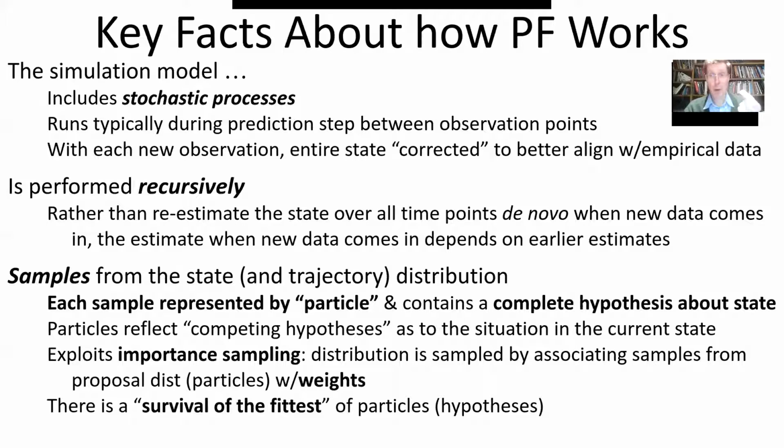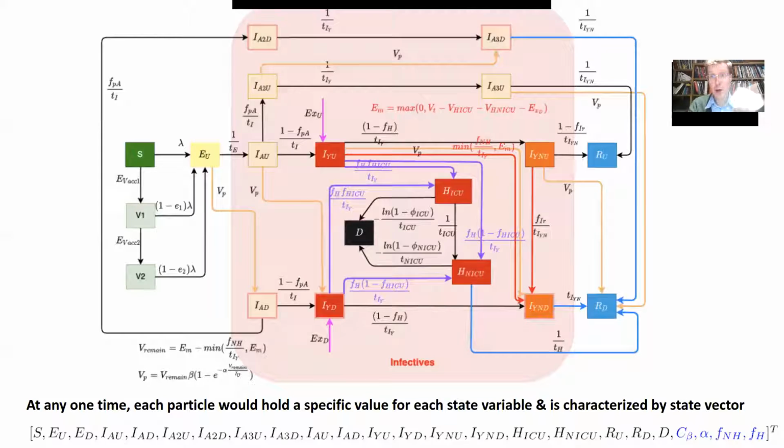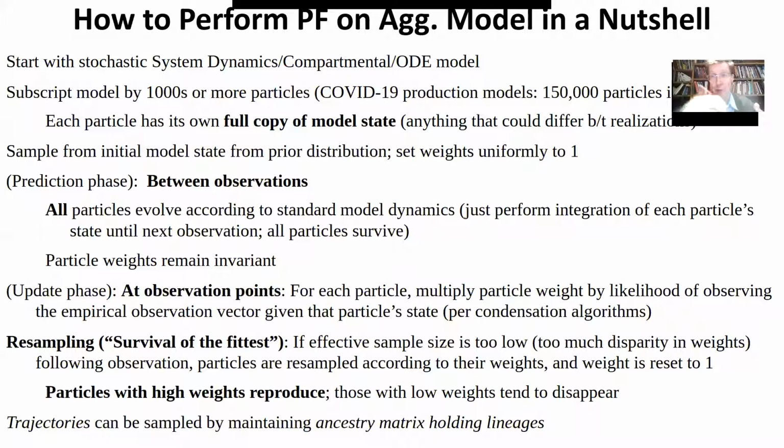And here, not all particles are the same. Particles which have more credibility are associated with higher weights, and a weight of 2 compared to a weight of 1 indicates it's twice as frequent in the distribution. And there's survival of the fittest, whereby particles that are more consistent with the data survive, and those that are less consistent die out.